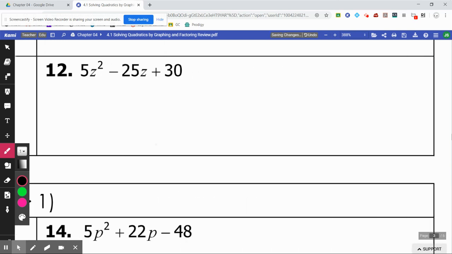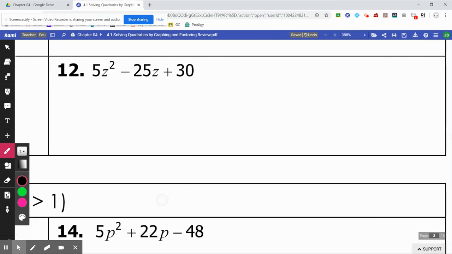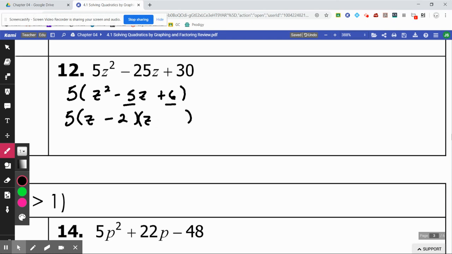Number 12. GCF here is 5, so let's pull that out first. You're left with z squared minus 5z plus 6. Bring down the 5. Z times z is z squared. Add, multiply would be a negative 2 and a negative 3, and that's it.